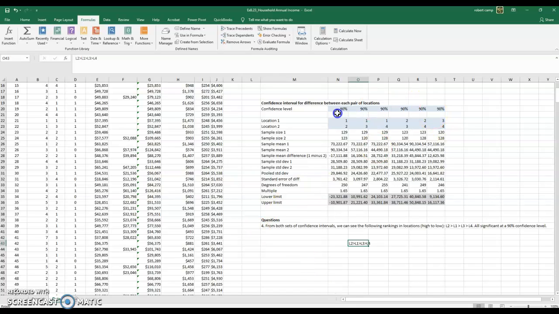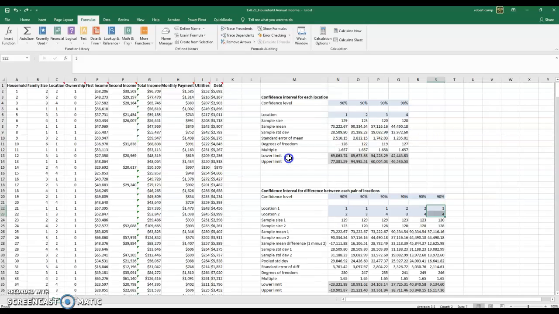Now I do have this set up in arrays, which is nice because if I want to do a 95% confidence interval, I can just change it and see where I would be with a 95% interval. Also, the way this is set up, we can easily start comparing other locations just by dragging it over. So it's all set, it's all ready to go, everything's beautiful.